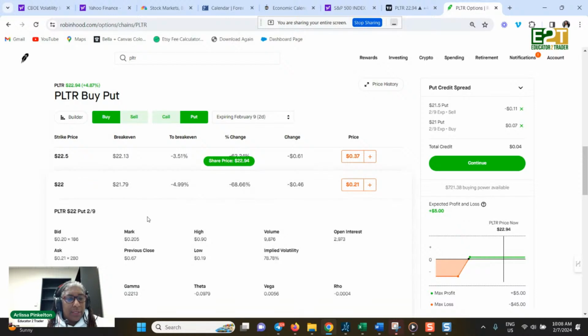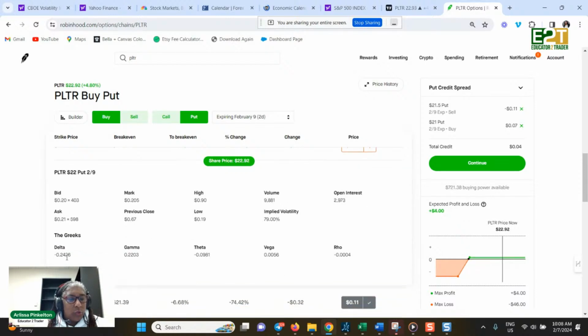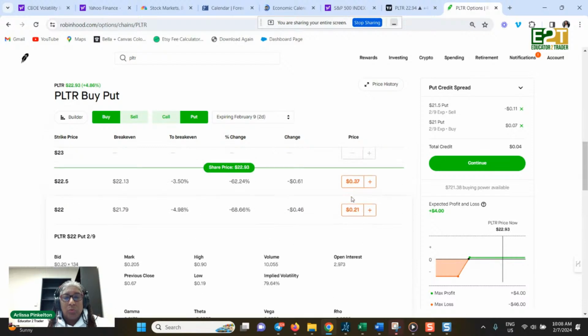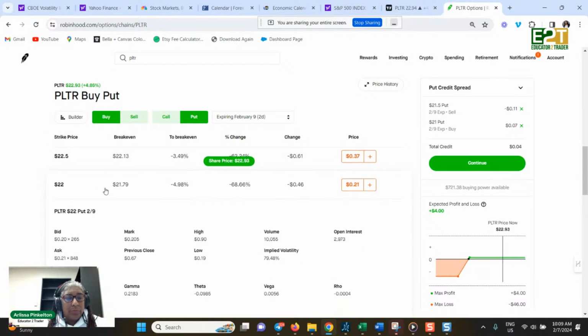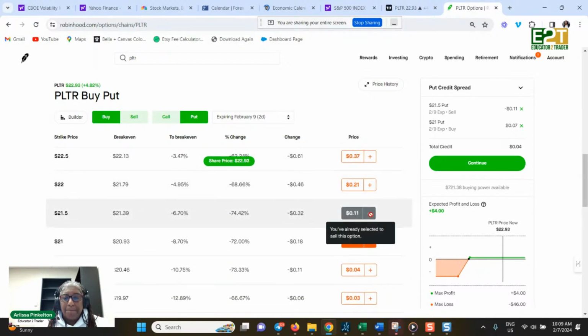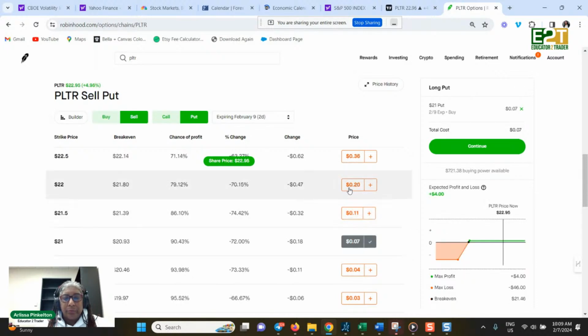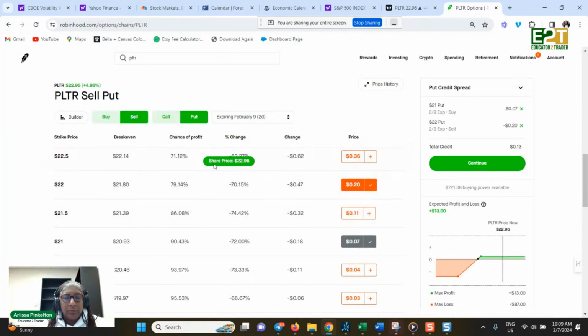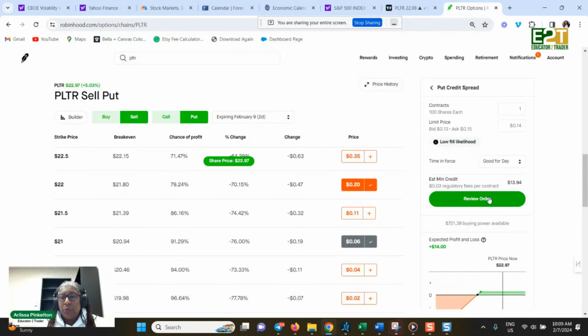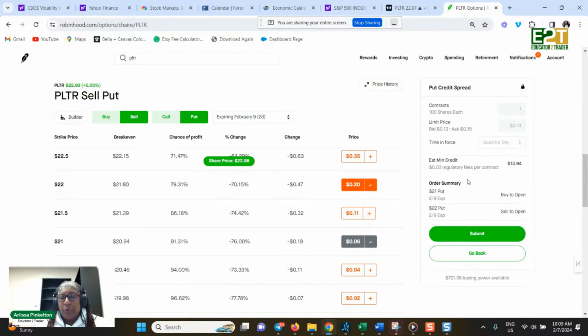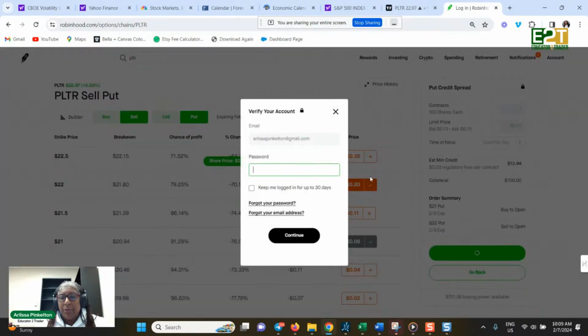Let me see what we see in here as far as the delta. So 24% delta. I probably would go with 22. Okay, I did 21/22 on Robinhood. So if I was going to continue, I'll review the order and submit.